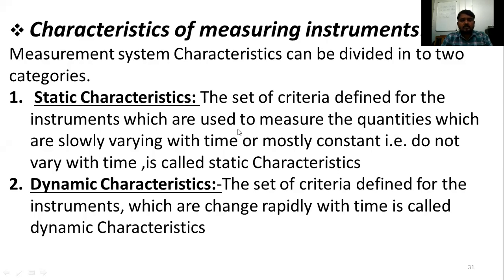In the last class, we discussed the errors in measuring instruments. We'll take a brief review of that. How many types of errors are there in measuring instruments? Four types. Any other answers? No, sir. Two types. What are those two types? Anyone, can you tell me?